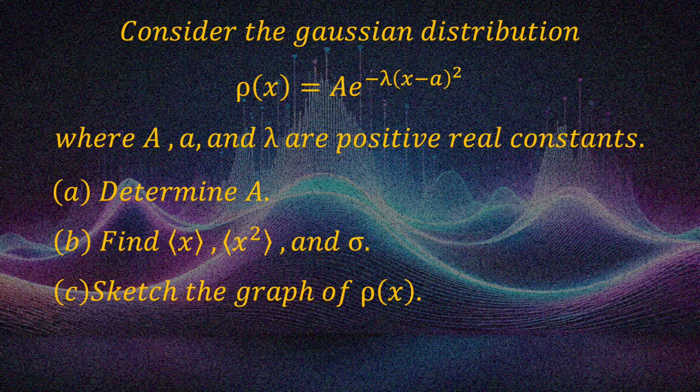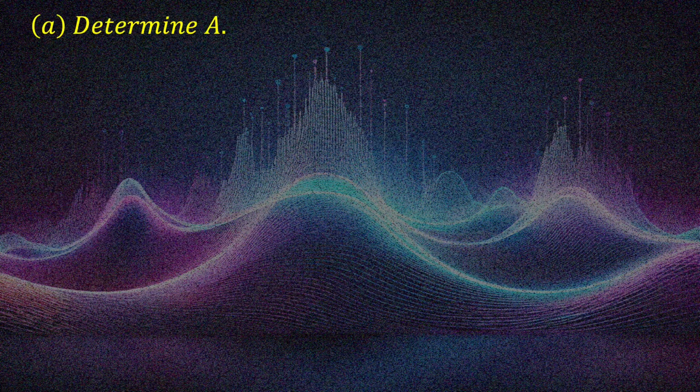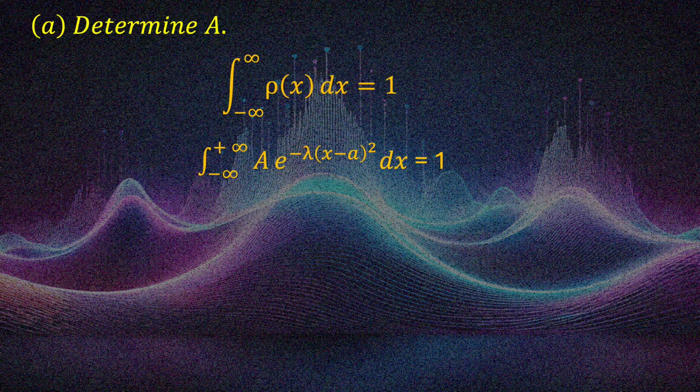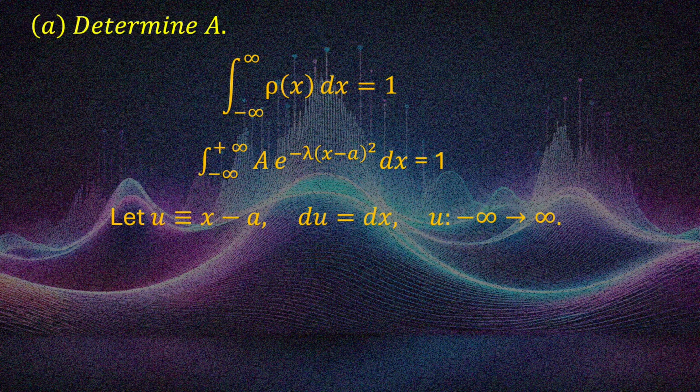Okay, the first question should be pretty easy. Determine A. This is the normalization constant, and we know our probability density function must sum up to 1. Using this condition we can find A. You plug in the distribution we have, this Gaussian distribution, and then integrate. In this case we can use a substitution, where u is x minus a, du becomes dx, and the limits remain the same.